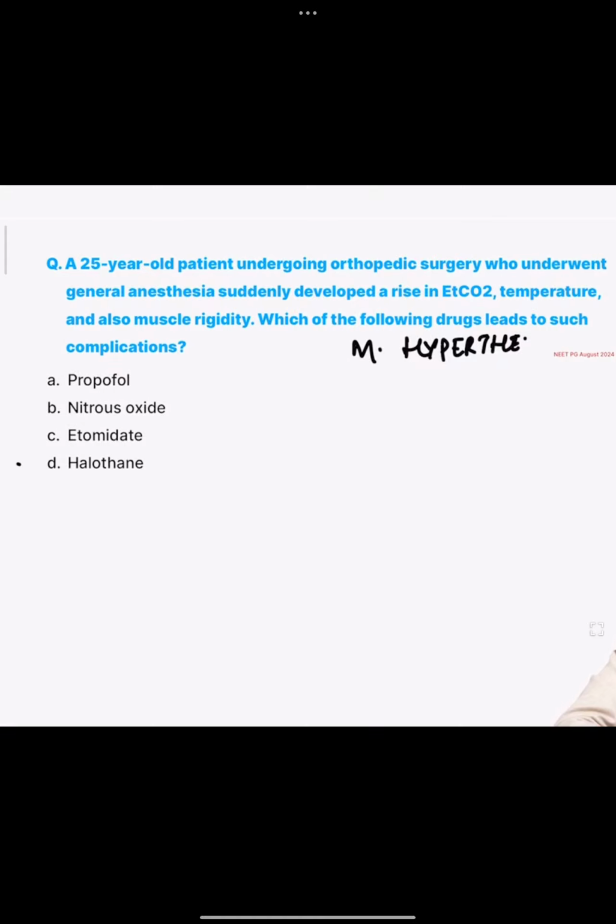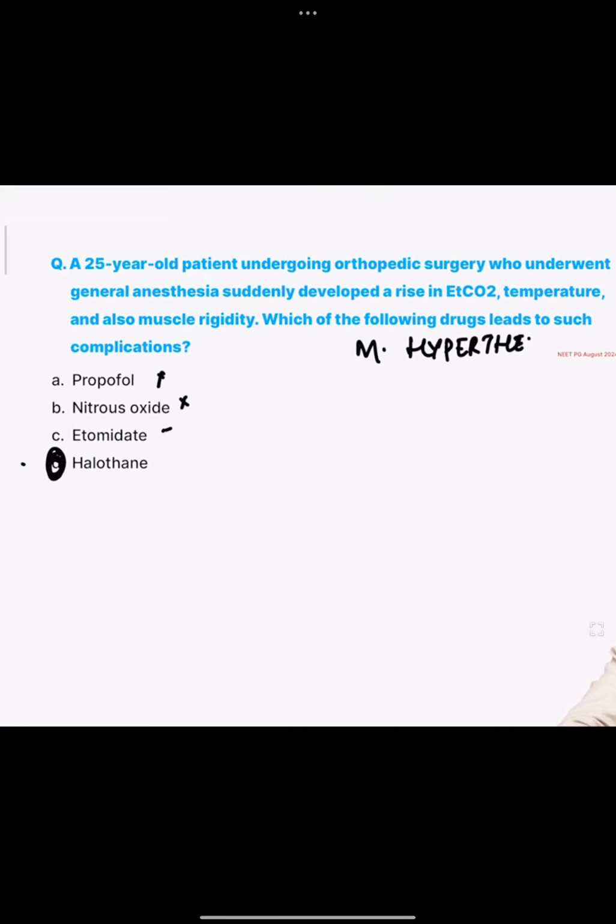So now what is the drug that can cause malignant hyperthermia? Remember, propofol does not cause it. It is usually safely given in malignant hyperthermia. Nitrous is an inhalational agent safely given in malignant hyperthermia. Etomidate, there is no chance. The only drug over here is halothane, which is an inhalational agent. Almost all inhalational agents will cause malignant hyperthermia, but the highest risk is always seen with halothane under the inhalational agent category.